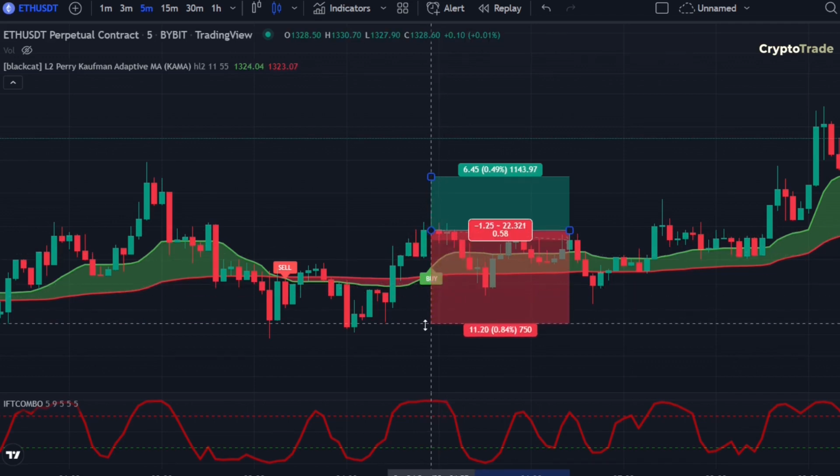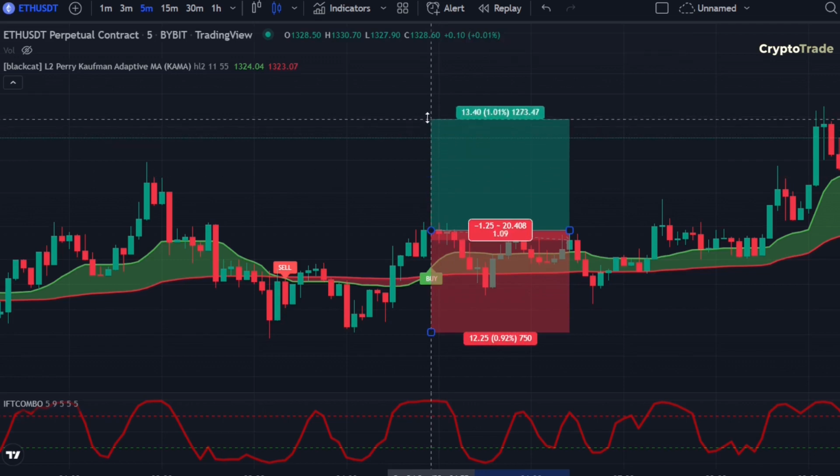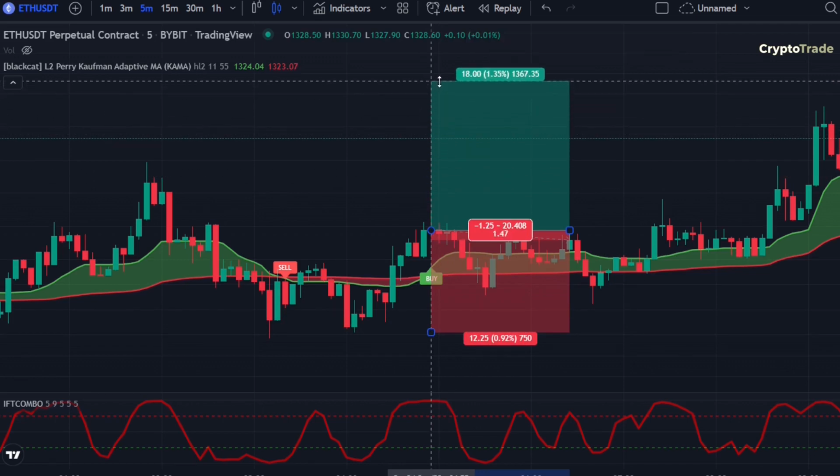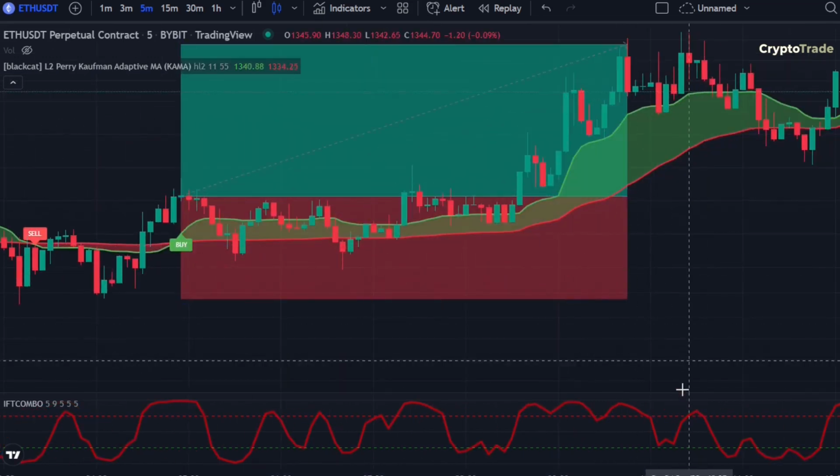Place the stop loss below the nearest swing low. The risk-to-reward ratio will be set to 1 to 1.5. The market has reached the target and the trade has been successfully closed with profit.